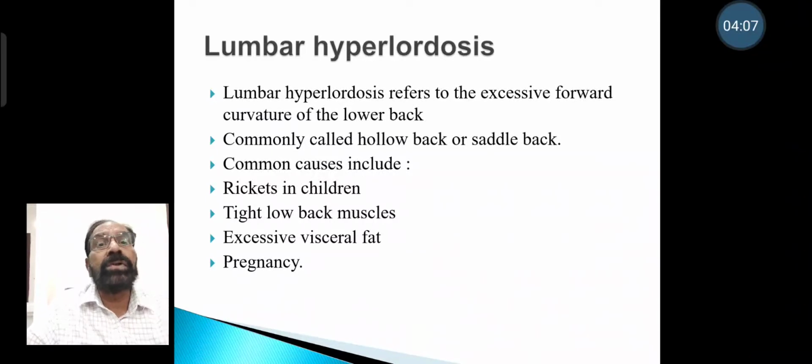Lumbar hyperlordosis. Lumbar hyperlordosis refers to excessive forward curvature of the lower back, commonly called hollow back or saddle back. Common causes include rickets in children, tight low back muscles, excessive visceral fat, and pregnancy.